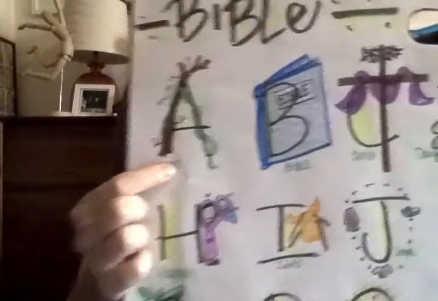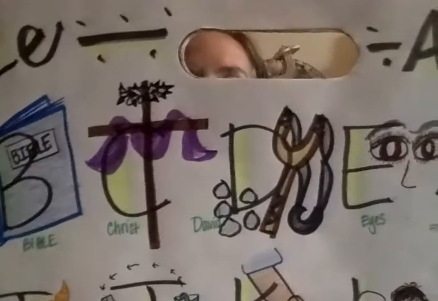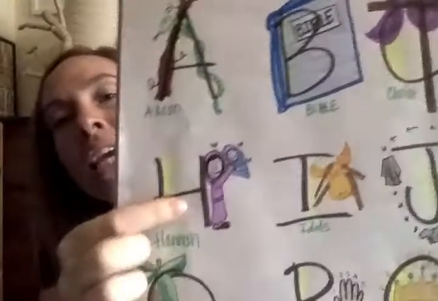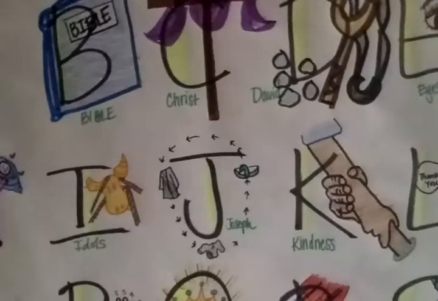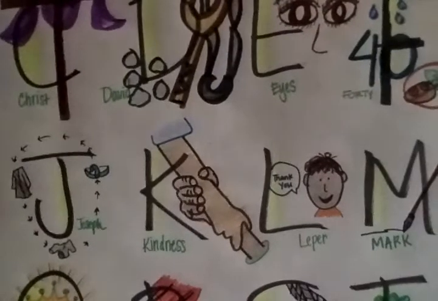Alrighty. A for Aaron. B for Bible. C for Christ. D for David. E for eyes. F for 40, a biblical number. G was for Galilee. There's a C there. H was for Hannah. I, idols. J, Joseph. K, kindness. L, lepers.